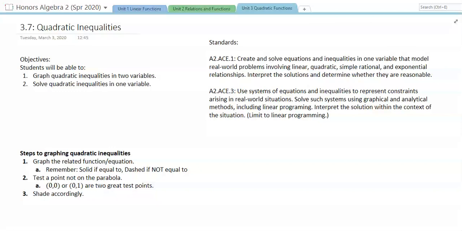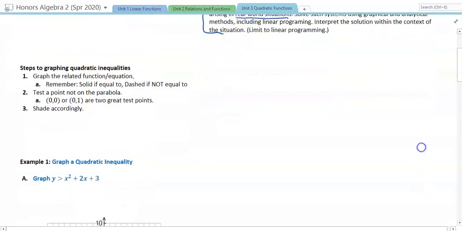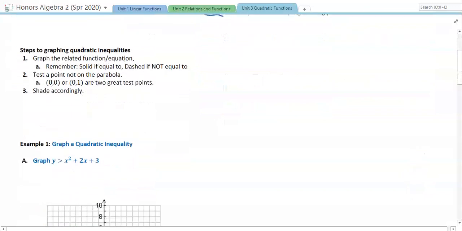Today we've got two objectives: being able to graph and solve quadratic inequalities, graphing them in two variables and solving them in one variable problems. Our two standards relate to both of those: create and solve linear equations and inequalities in one variable, and use systems of equations and inequalities to represent constraints arising in real world situations. That's what we're going to look at in the last example today.